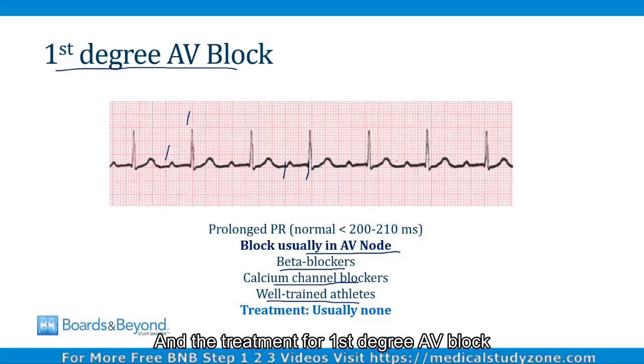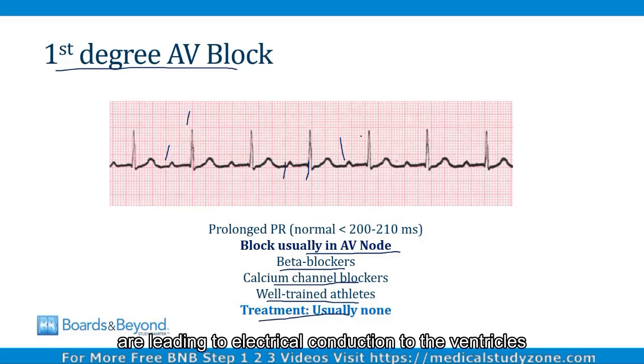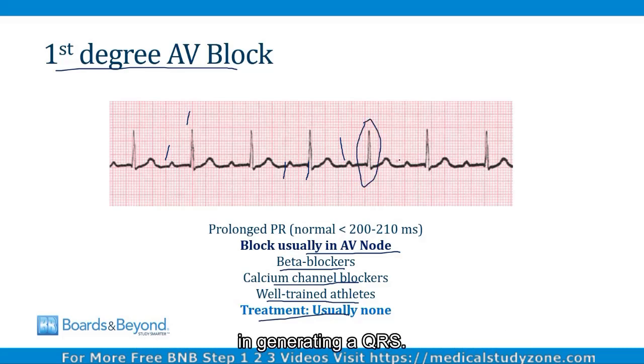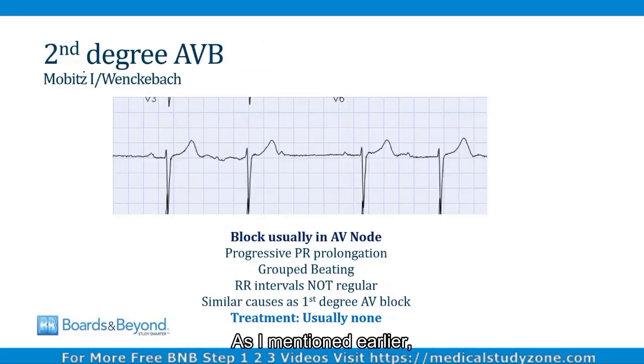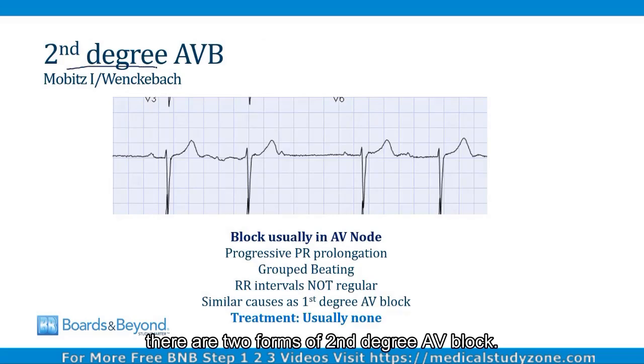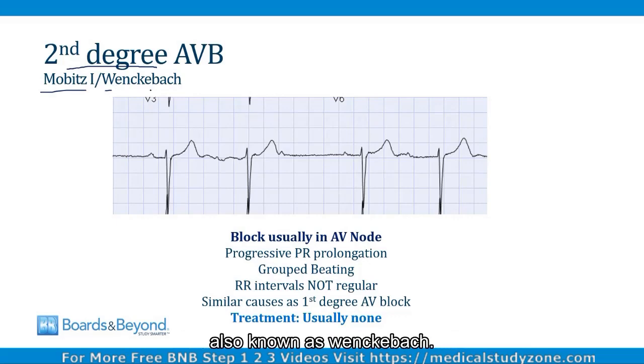And the treatment for first-degree AV block is usually nothing. That's because all the P waves are leading to electrical conduction to the ventricles and generating a QRS, so there are usually no symptoms and no treatment required. As I mentioned earlier, there are two forms of second-degree AV block. Let's talk about the first one, which is Mobitz type 1, also known as Wenckebach.